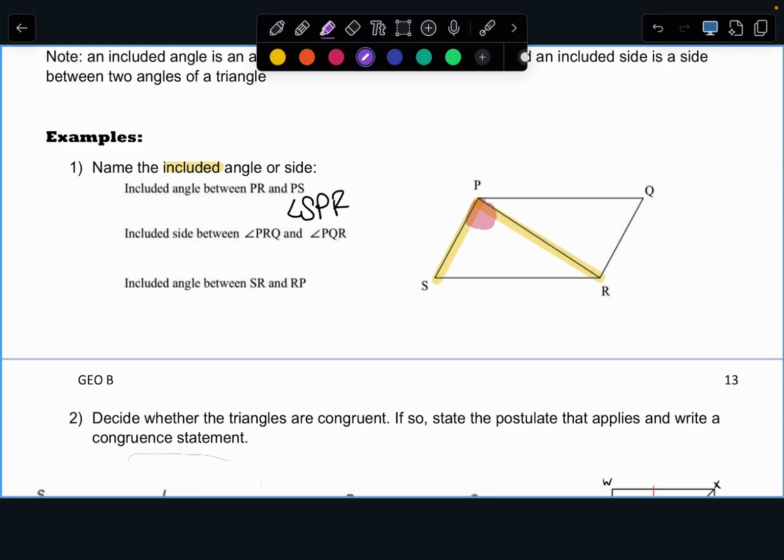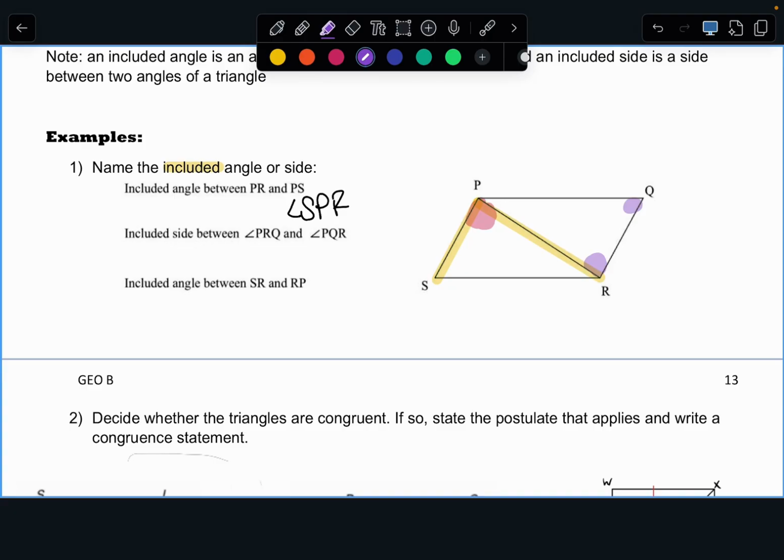We can do the same thing for sides included, like included sides versus included angles. If we look at angle PRQ, that's this one. I could trace it out. P to R to Q. And PQR is this one. P to Q to R.